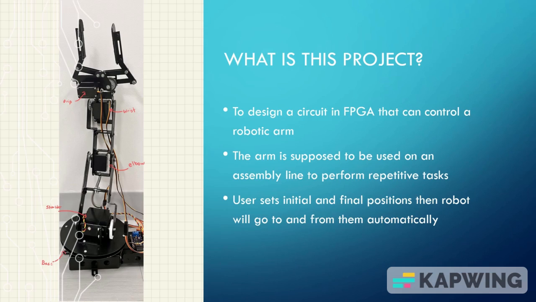What is this project about? This project is about designing a circuit in Quartus schematic that can control a robotic arm. The arm is supposed to be used on an assembly line to perform repetitive tasks such as picking up and placing down a water bottle. The user is able to set the initial and the final positions, and then the robot will go to and from that position automatically until stopped.